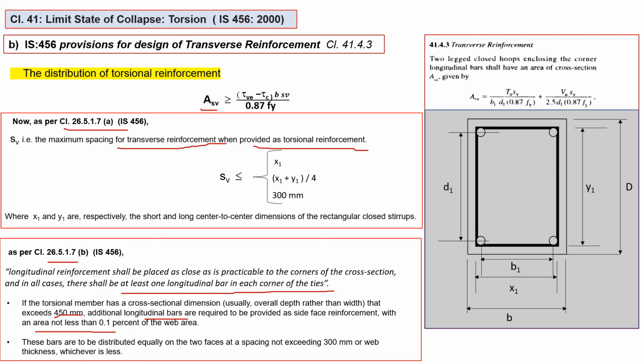And another guideline: these bars that you need to provide should be distributed equally on the two faces at a spacing not exceeding 300 mm or web thickness, whichever is less. So what is the meaning of this statement? That means you have to calculate the area required as side face reinforcement. That will be 0.1% of the web area, and that area will be equally divided into the two faces. So suppose you are getting two bars, one bar you have to provide on this face and another bar on the other face.